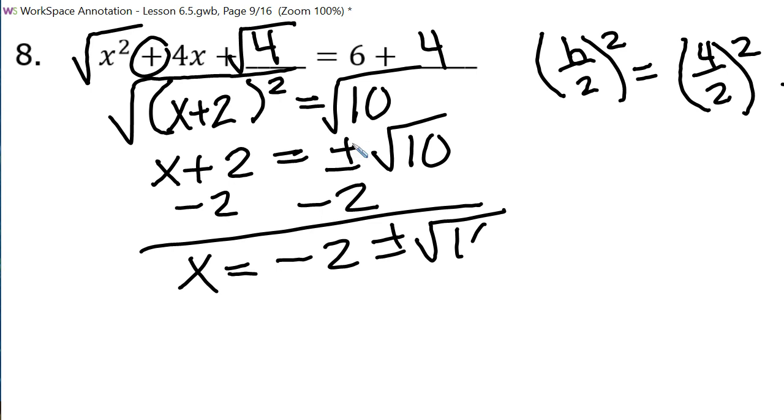Just like yesterday, check your radical to see if it simplifies. So can I simplify square root of 10? No. So those are the answers. Negative 2 plus or minus square root of 10.